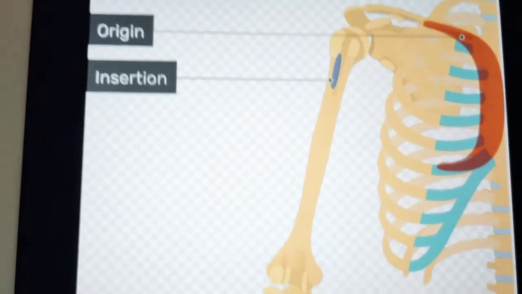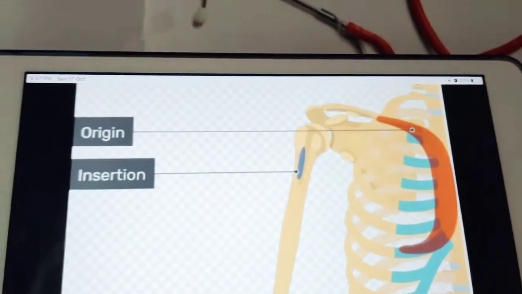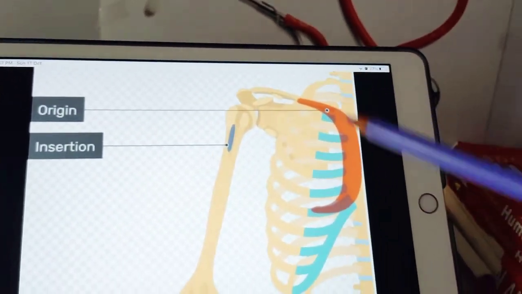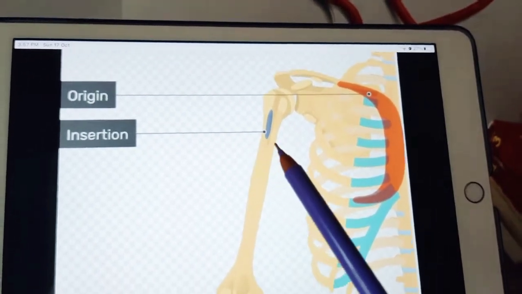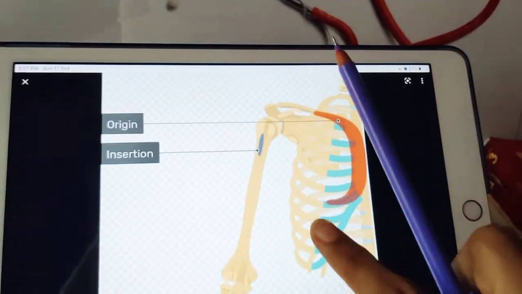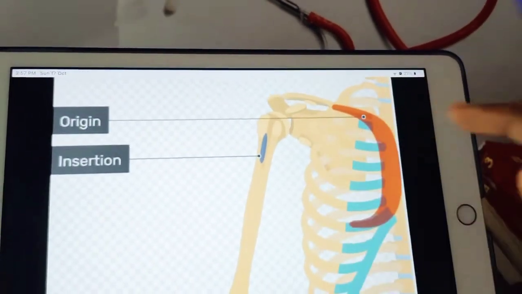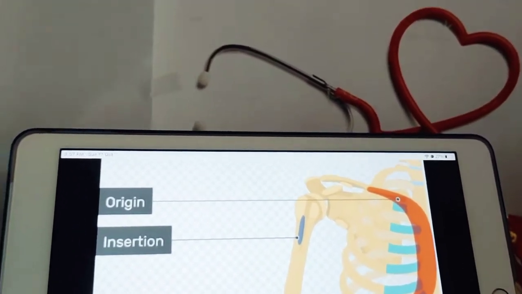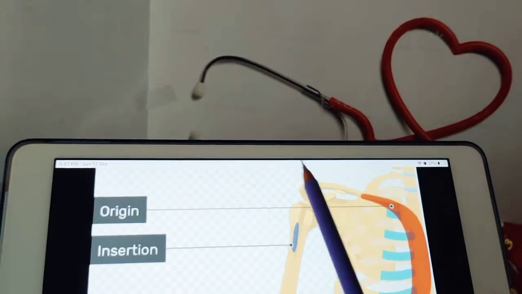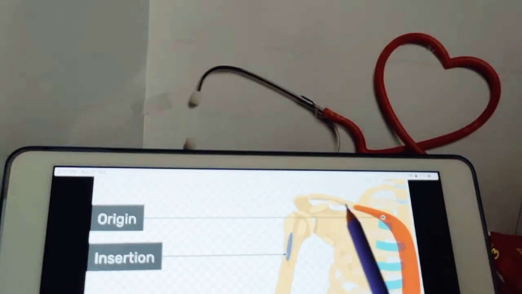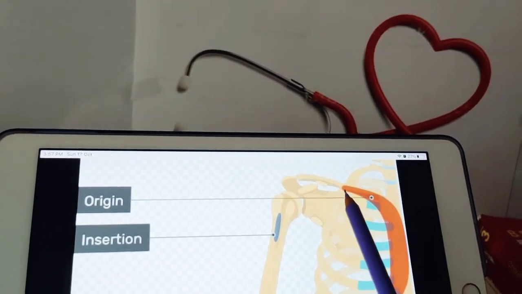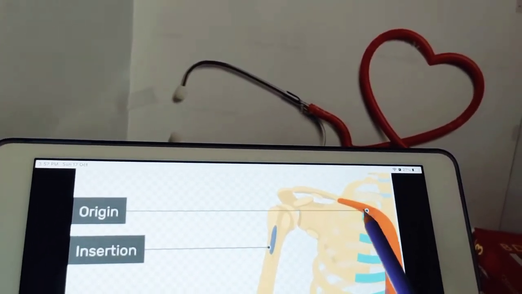Now we'll see the origin and insertion of pectoralis major first. This red color is the origin of the pectoralis major muscle, and this blue color is the insertion. Let us find out where it originates and where it is inserted. First, the origin: pectoralis major arises from the anterior surface of the medial half of the clavicle, right?